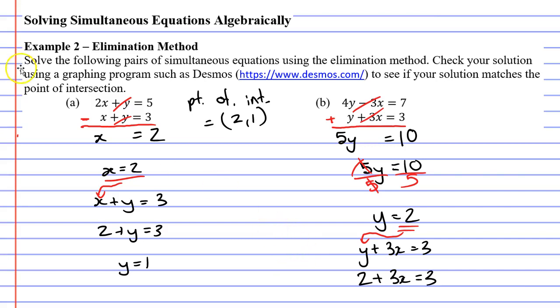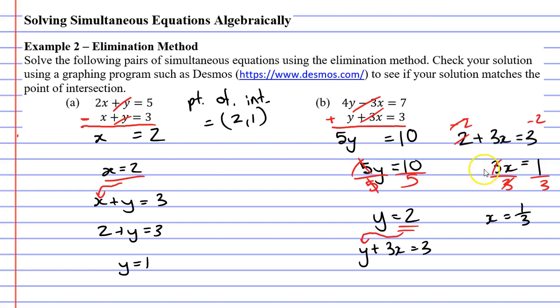So I'm going to have to solve this, and I need some room, so I'm going to move it up here to the right. The first thing I want to do is subtract 2 on both sides, because this will cancel out the 2 on the left, giving me 3x equals 1. And now I can divide both sides by 3. This gives me x equals 1 over 3, or 1/3.